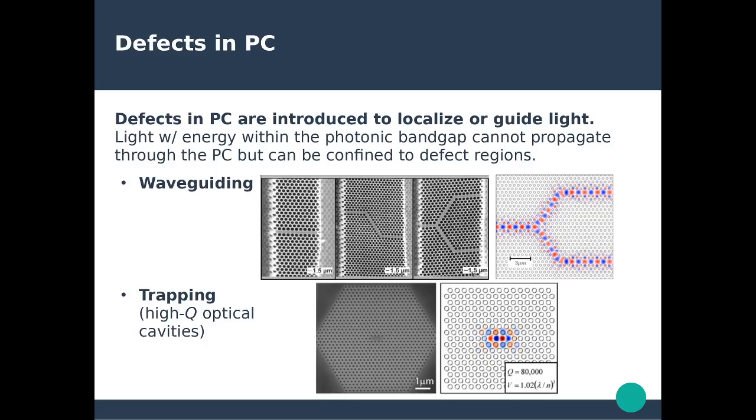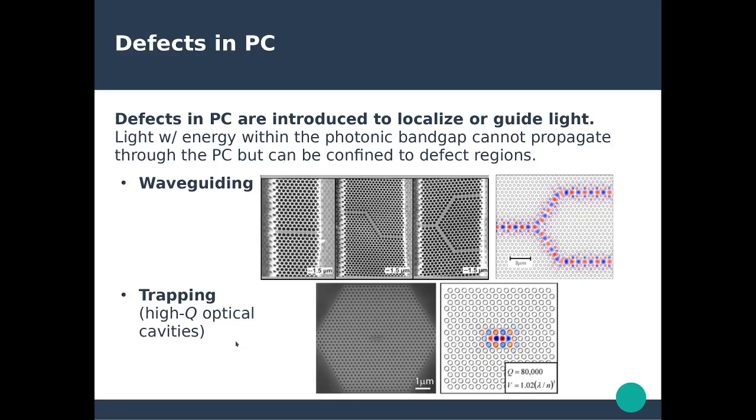You can also use those defects for trapping. So this is what we've seen. We have a photonic crystal with just a point defect, and you just remove a few elements, and then you have light which is just being trapped within this cavity. So you're forming very high quality optical cavities, and we're going to discuss that also in a minute.